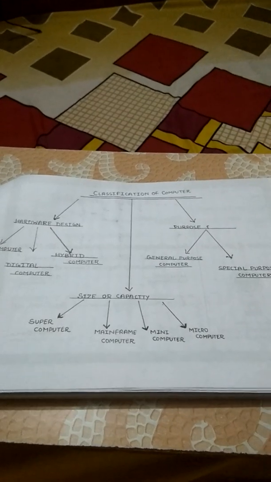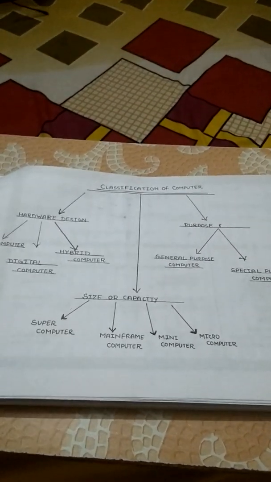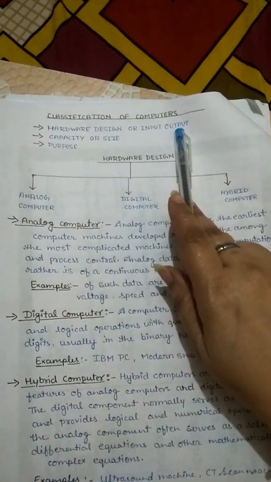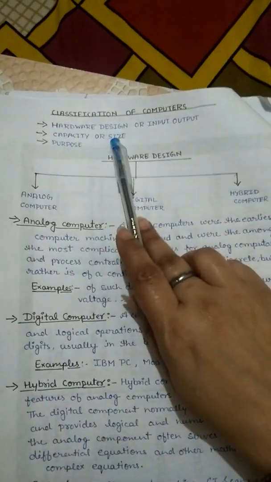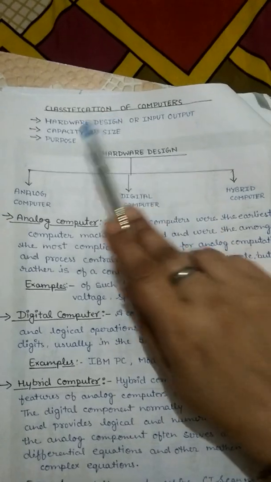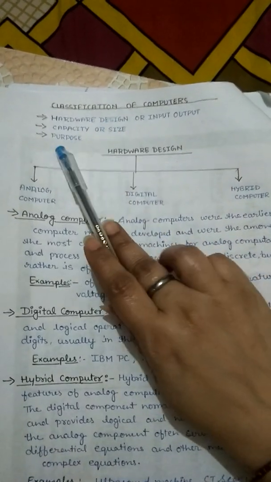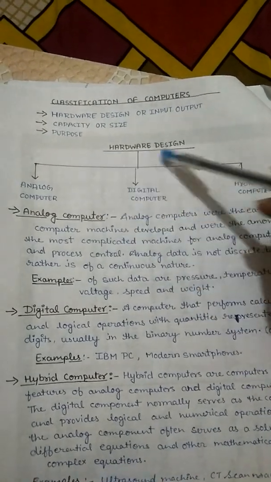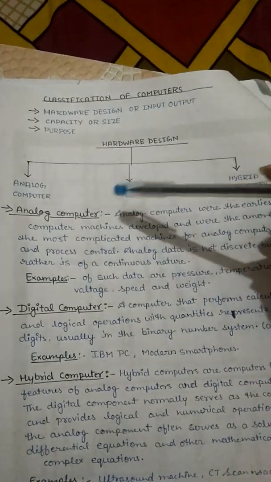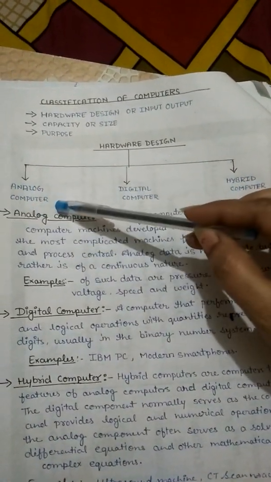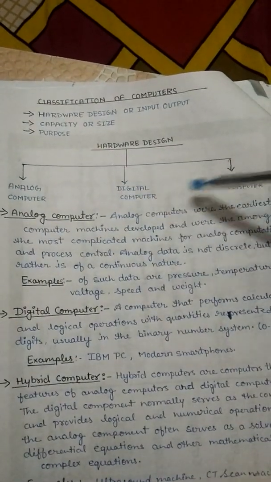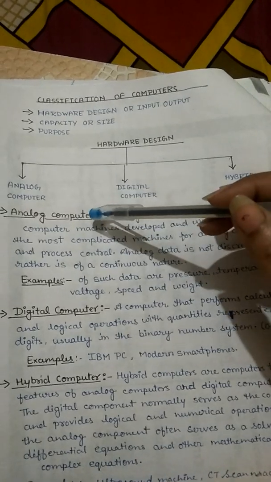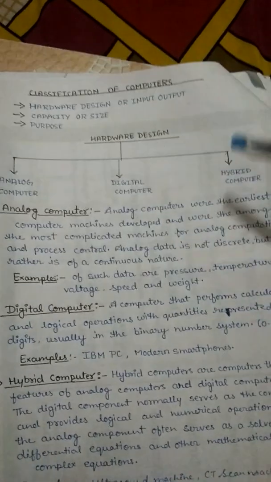Now explain the chart briefly. Here, classification of computer: hardware design or input output, capacity or size, and purpose. Hardware design is now being explained. First point is analog computer, digital computer, and hybrid computer. So now, let's start with analog computer.